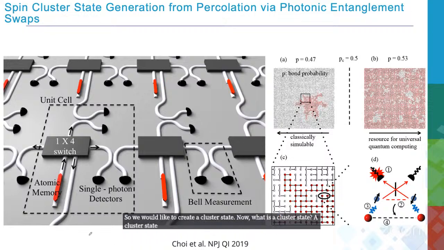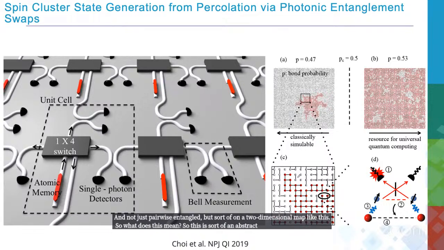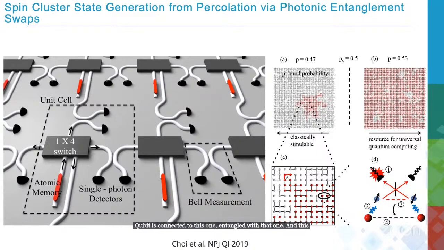A cluster state is a quantum state of technically two or more, but in this case, what we're really going to be interested in is many of these nuclear spin qubits. We want many of these nuclear spin qubits to be entangled with each other at the same time, and not just pairwise entangled, but on a two-dimensional map like this. So what does this mean? This is an abstract depiction of a bunch of nuclear spin qubits, say, and what it means is that this qubit is connected to this one, entangled with that one, and this qubit is entangled with this one, and this one is entangled with this one and this one, right? So everywhere there's a red line here, those qubits are connected together. And what we are trying to do is build up the degree of entanglement here to a very large degree.